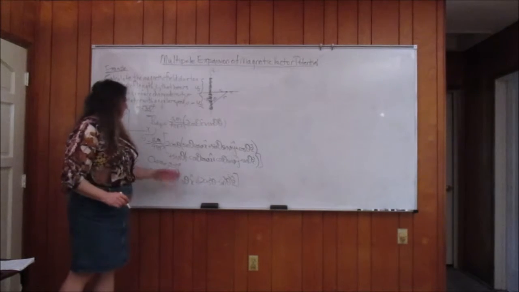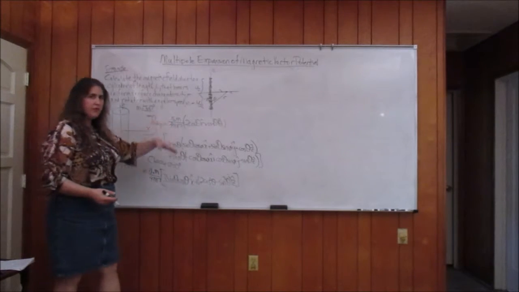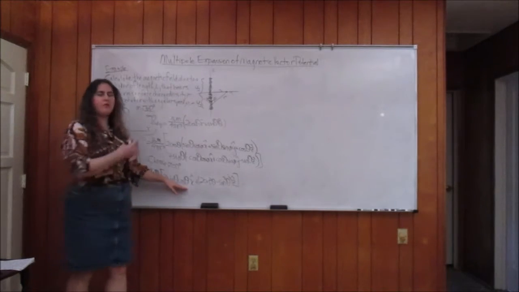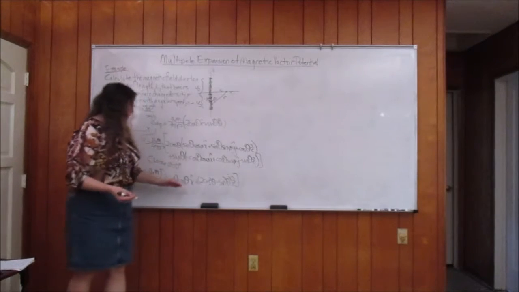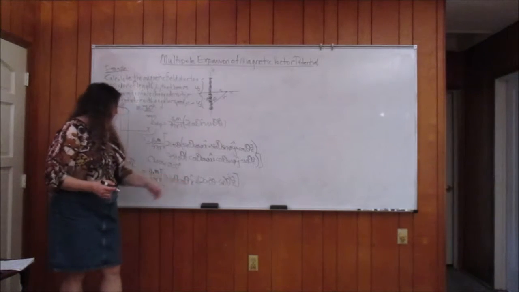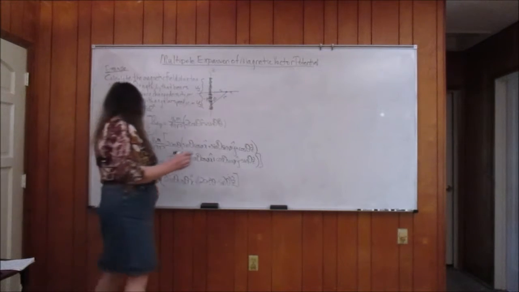Because of the symmetry of the problem, I'm going to have as many dipoles above, as many contributions above the z equals 0 plane as below it, and those are going to be pointing in opposite directions. So this x term is just going to drop out, and I'll just be left with a z contribution.